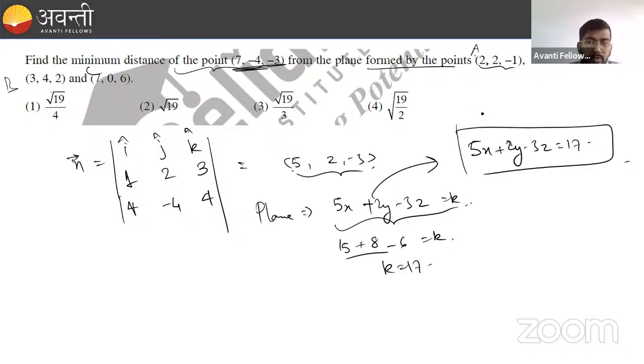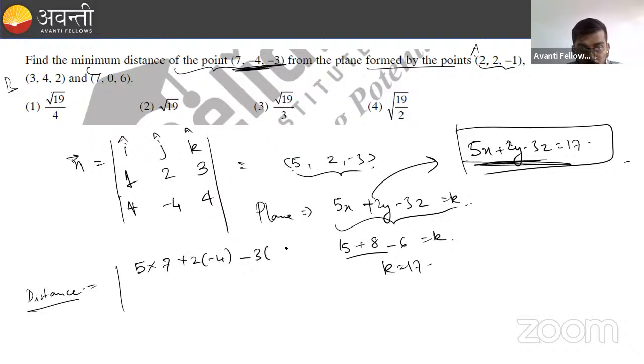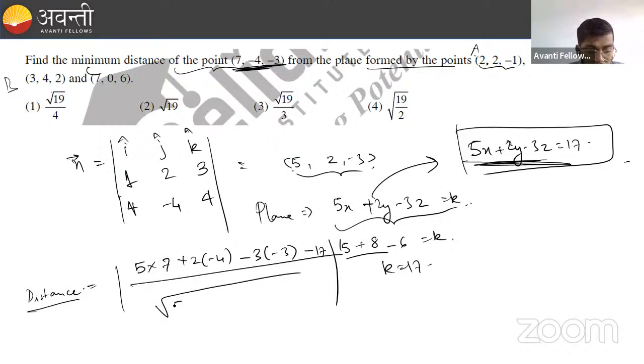Now we need to find the minimum distance of this point from this plane. The formula for distance we all know. It is 5 into 7 plus 2 into minus 4 minus 3 into minus 3, and minus 17, upon under root of 5 square plus 2 square plus minus 3 square. This comes out to be 35 minus 8, which is 27. 27 plus 9 is 36. 36 minus 17 is 19.